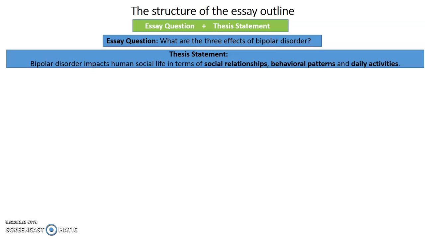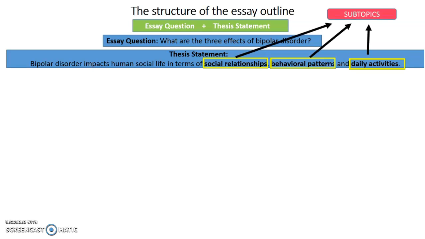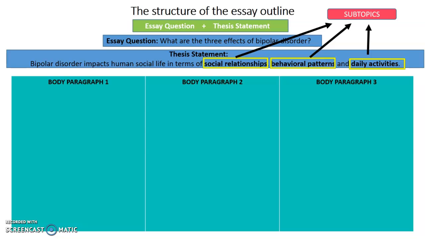So what are these things? Social relationships, behavioral patterns, and daily activities. These are the subtopics. Remember, you also chose a topic and identified subtopics and sent them to me. So what are we going to use the subtopics for? Well, for our body paragraphs, right? Well, speaking of which, in each body paragraph we have a topic sentence, and the topic sentence must be based on subtopic 1. So in this case it must be based on social relationships, right?